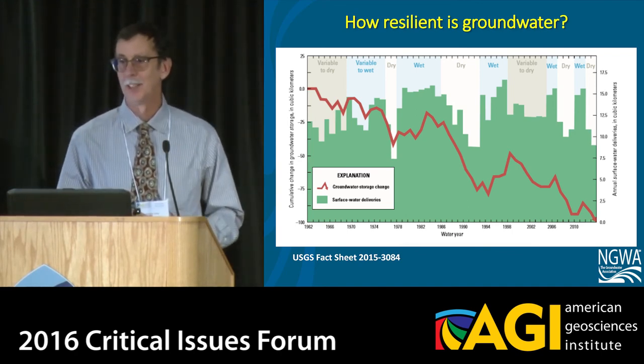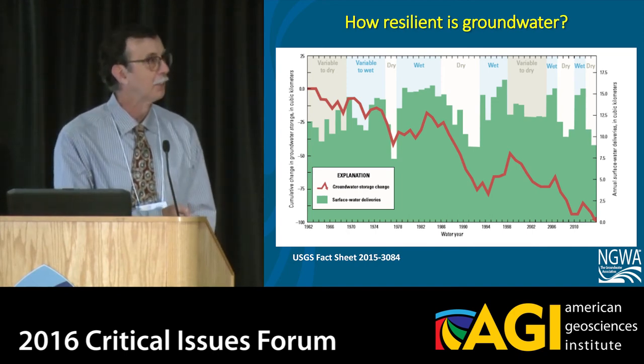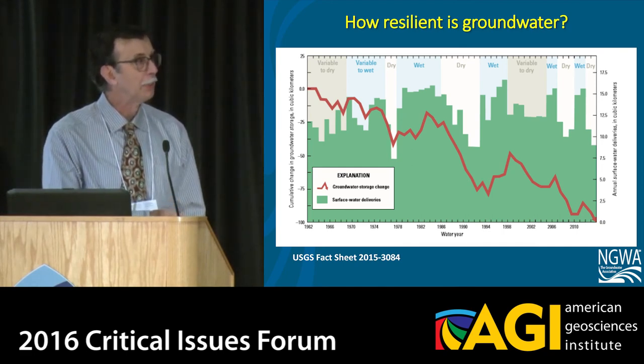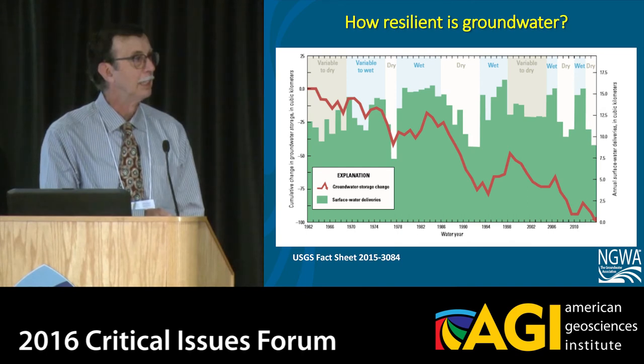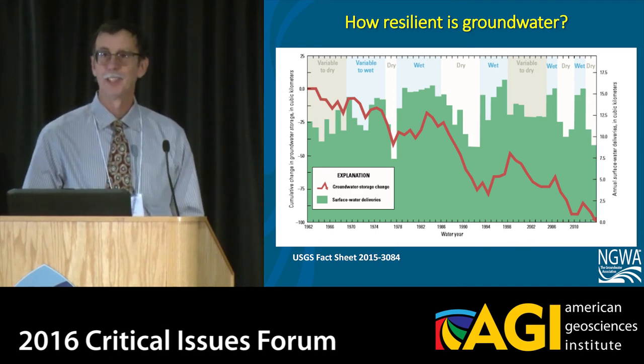When it's dry, they don't have as much, and people start turning to pumping. You can see that here in this graph: when you get these wet periods, the storage builds back up again for a short while, and then once you get the dry periods, it plummets. But it never goes back. The trend is obviously down.